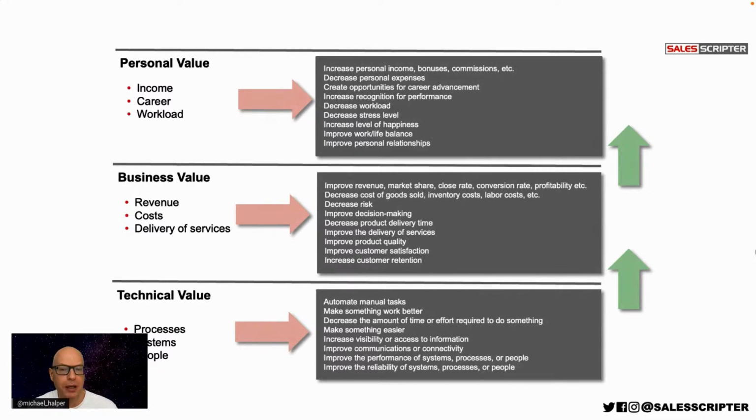Now, if you don't sell B2B, you might skip level 2. So if you're selling B2C, it might be technical value that leads to personal value because you're selling directly to the individual. But don't get too stressed about that. I just break that down for a couple reasons.